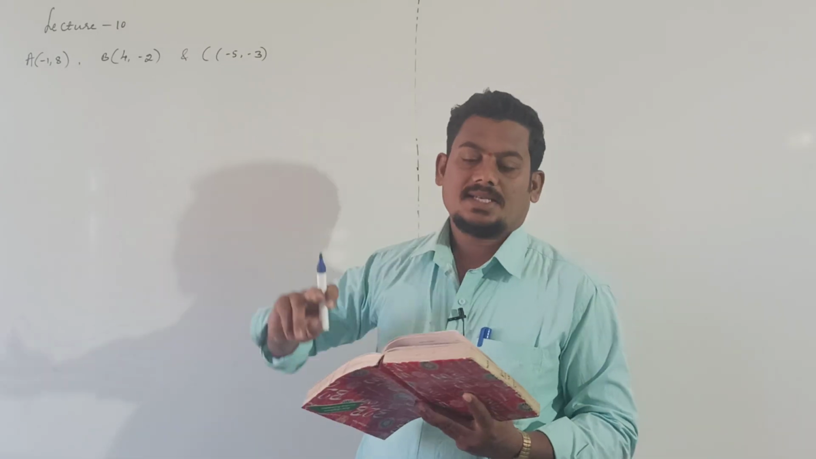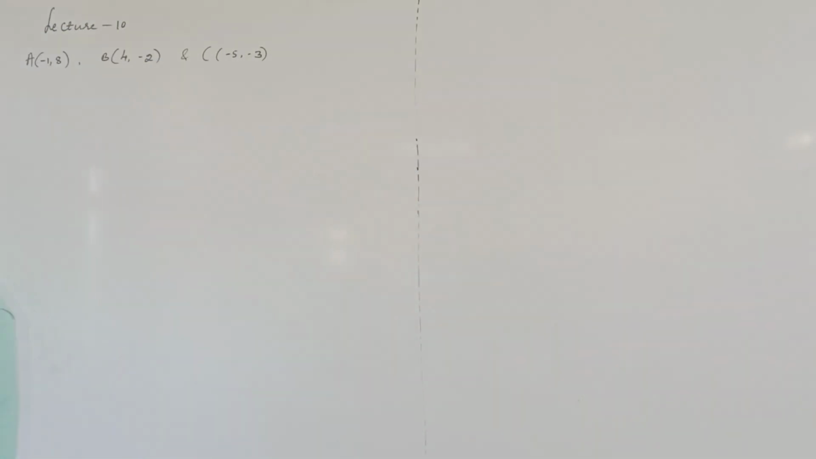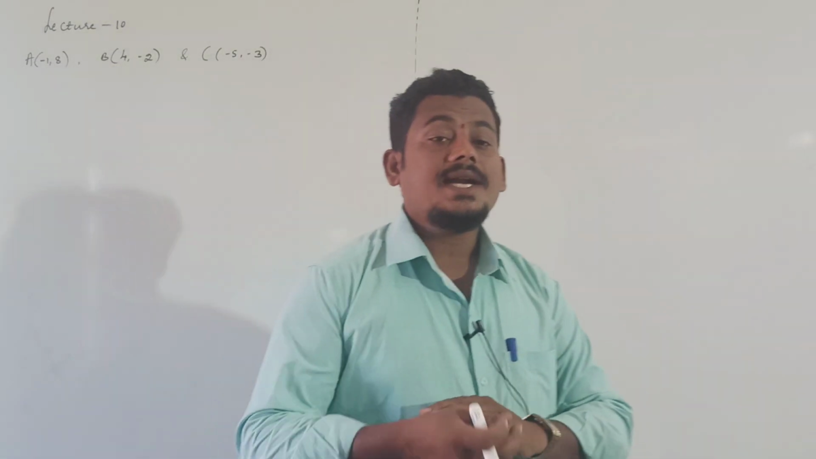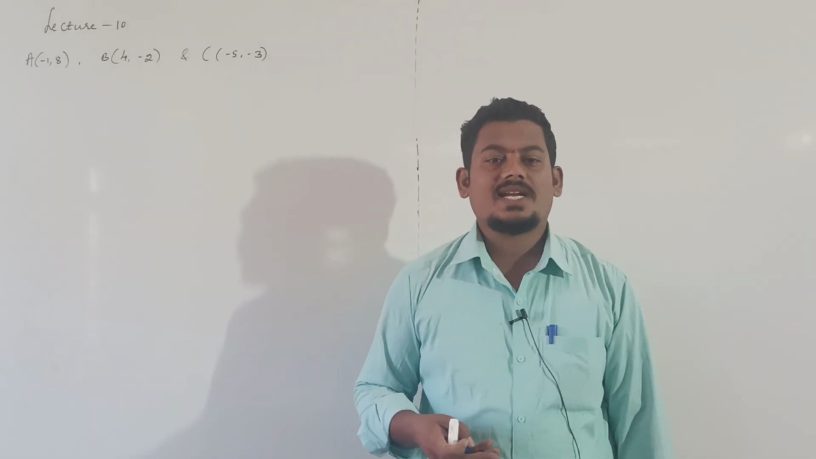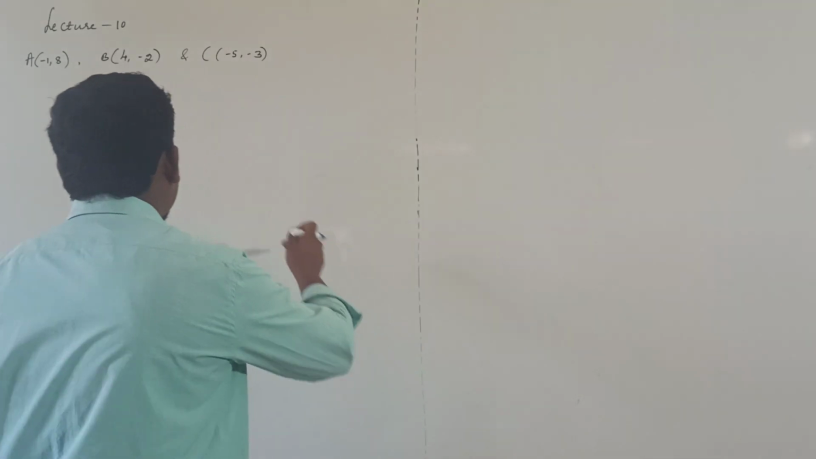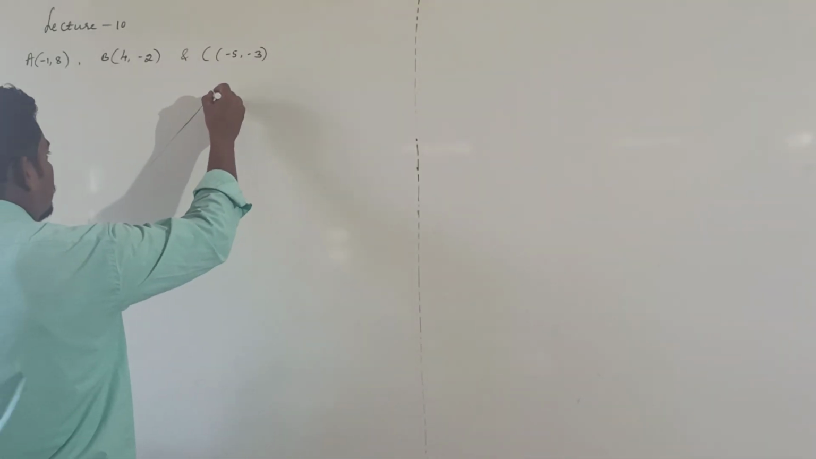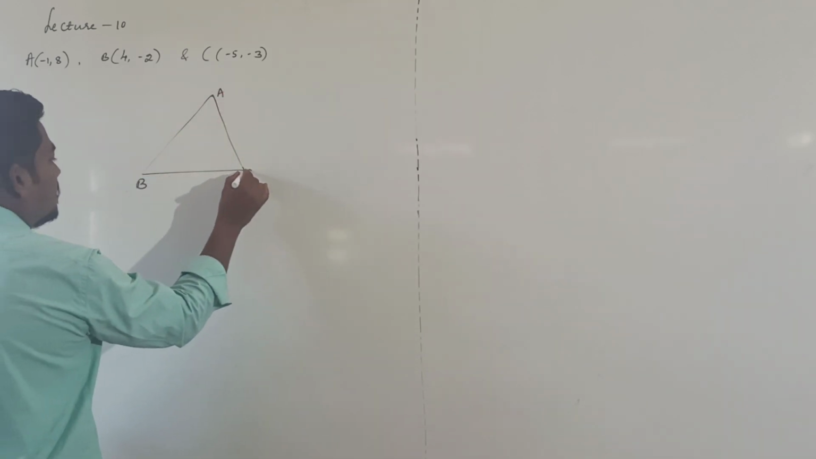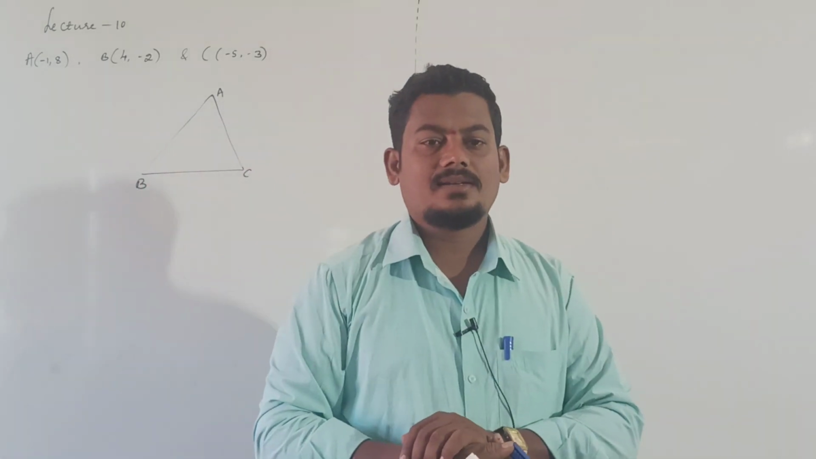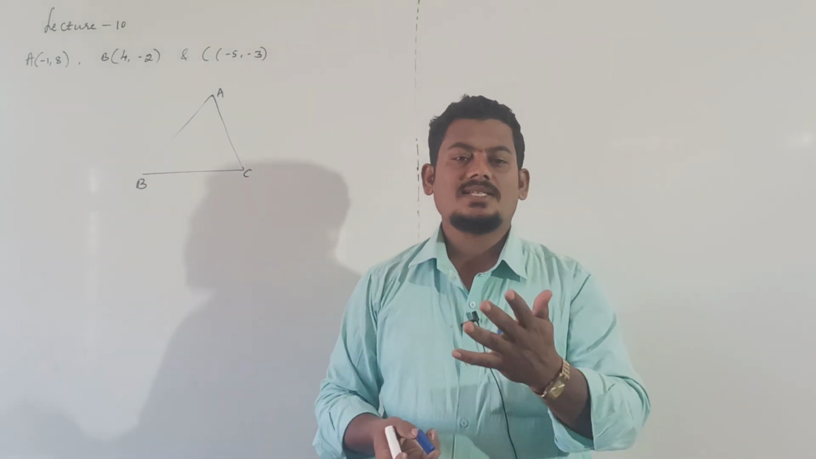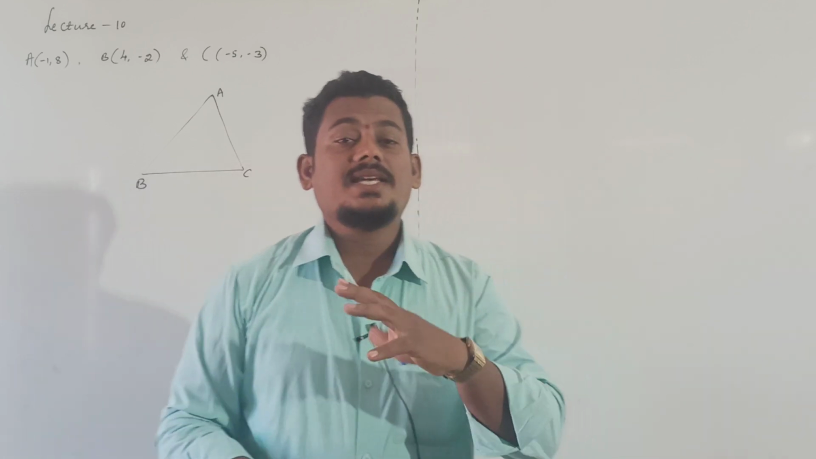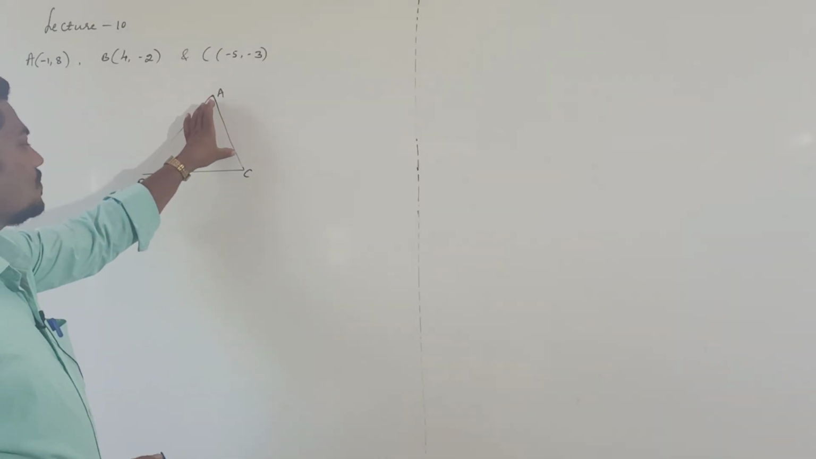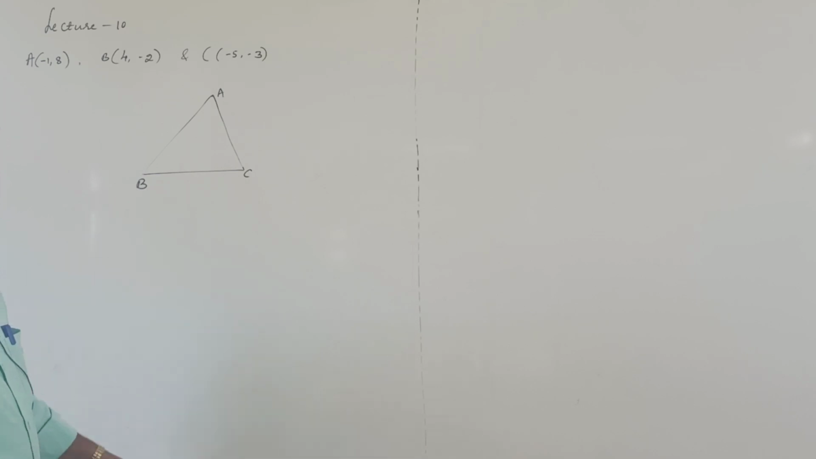Once again, find the equations of the sides of a triangle whose vertices are A, B and C. In this case, we need to find equations of the sides of the triangle, and the sides of a triangle are always straight lines only, right? Suppose this is A, B, C. ABC is a triangle, and sides are always straight lines. Find the equations of the sides of the triangle means we need to find the equation of side AB, the equation of side AC and the equation of side BC.